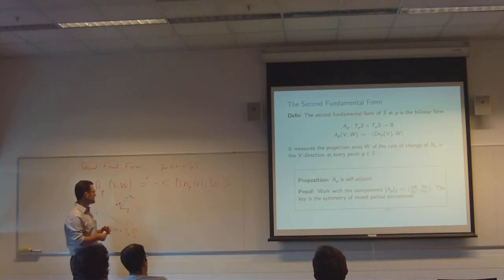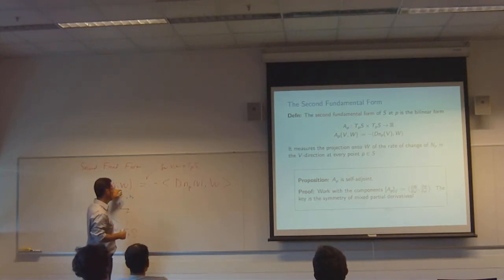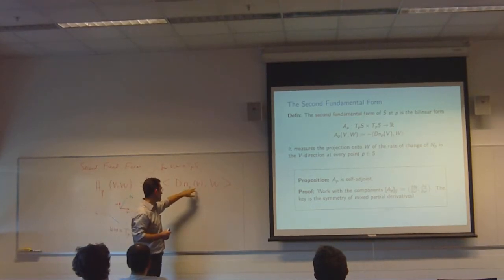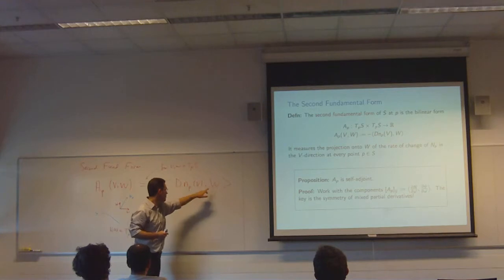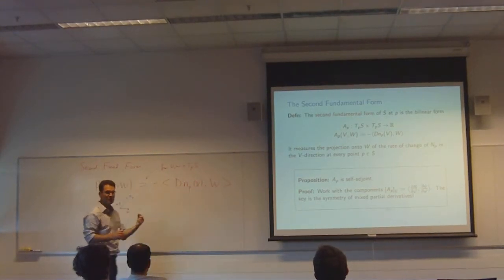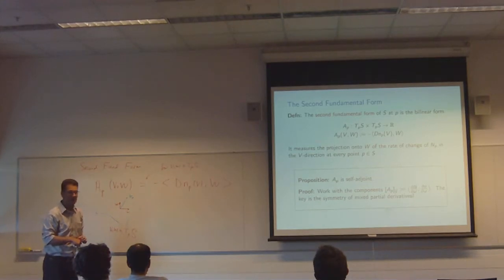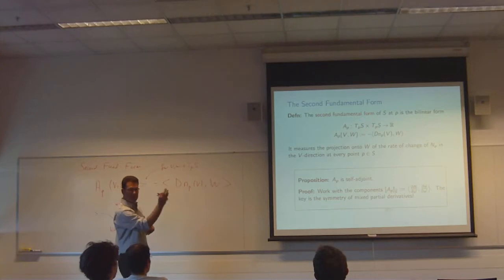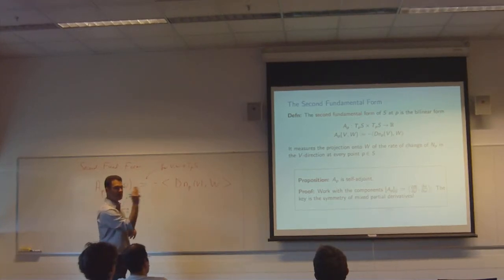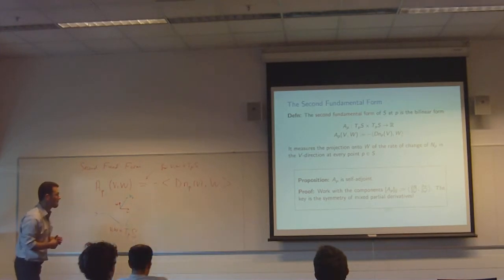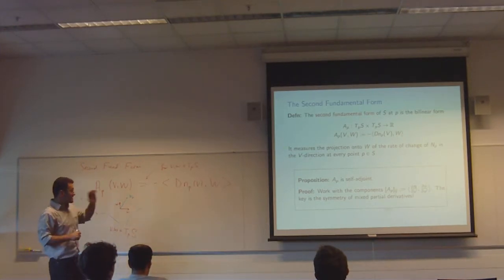If you wanted to be really precise about this, you would take two coordinate vectors, or maybe two orthogonal vectors, E1 and E2. Then you would have the E1 component and the E2 component of the derivative of the normal vector in the E1 direction. So it really would be a component. Okay, so this second fundamental form measures the rate of change of the normal vector in the different directions and its different components. So that's the second fundamental form.